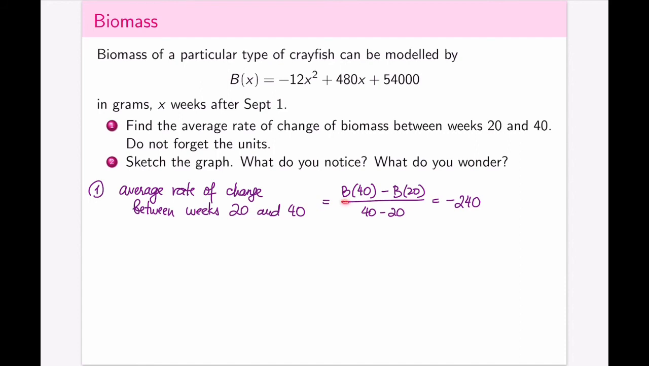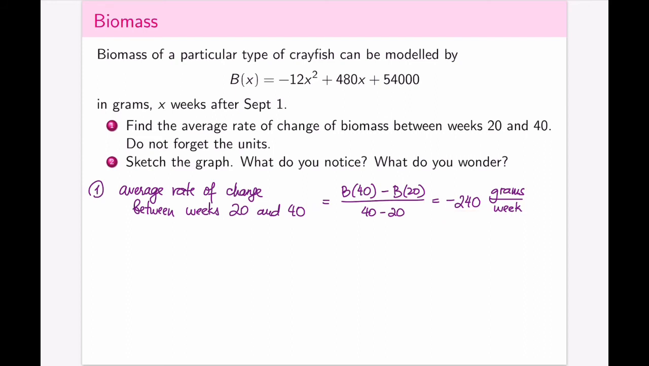So the units are given to us by this fraction right here. The tops were the differences in biomass, which of course are measured in grams. So on top, I have grams. And on the bottom, I have the difference in the time span, difference in weeks. And so on the bottom, I have week, which means that my units are grams per week. So the average rate of change between weeks 20 and 40 is negative 240 grams per week.